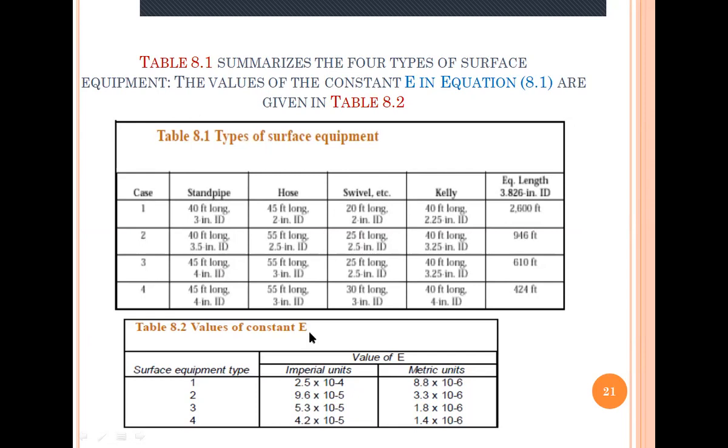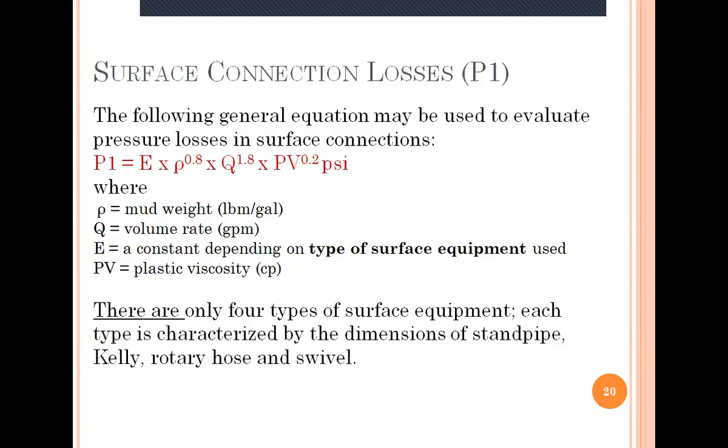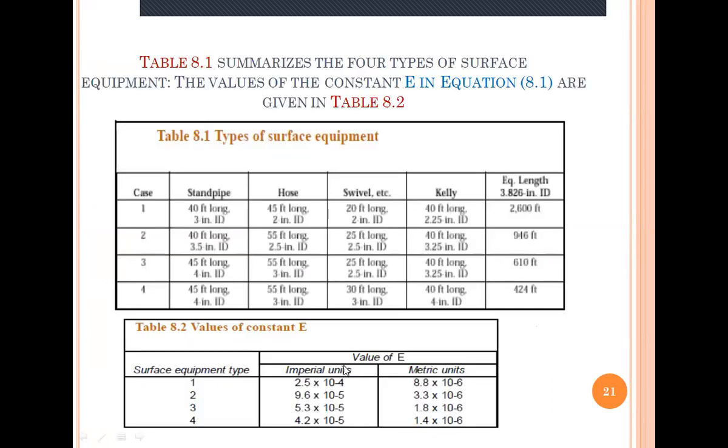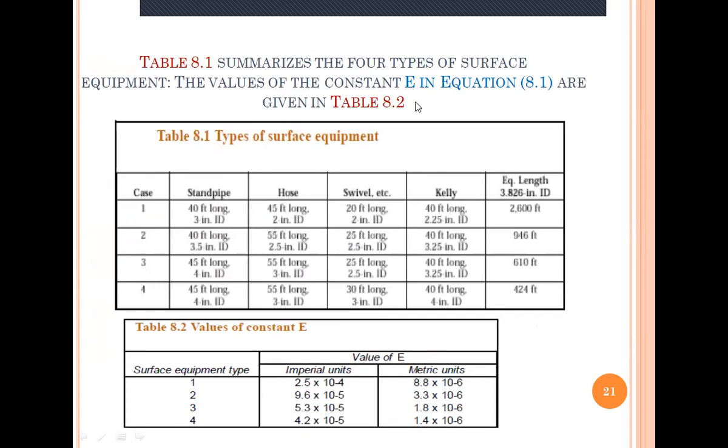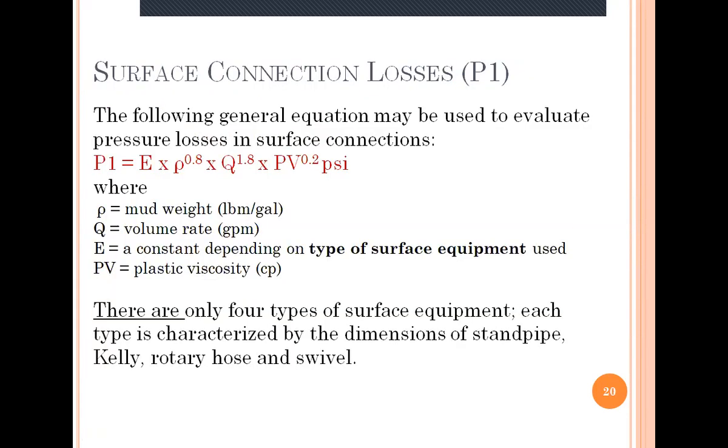So you are not calculating this one. In most of the software, you will just select the type of the surface equipment, and it will give you the pressure loss. The equation of the pressure loss is here, but as I told you, don't be afraid about it. This pressure loss is a function of the mud weight, the volume rate, the gallons per minute, the flow rate, as we talked about, the E, which is the constant depending on the surface equipment, this value of E, and the plastic viscosity. That's it. I don't want you to focus on the equation. Just know that the pressure loss is a function of these factors, and you can easily calculate it by knowing the surface connection type, and you will get it. Don't worry.